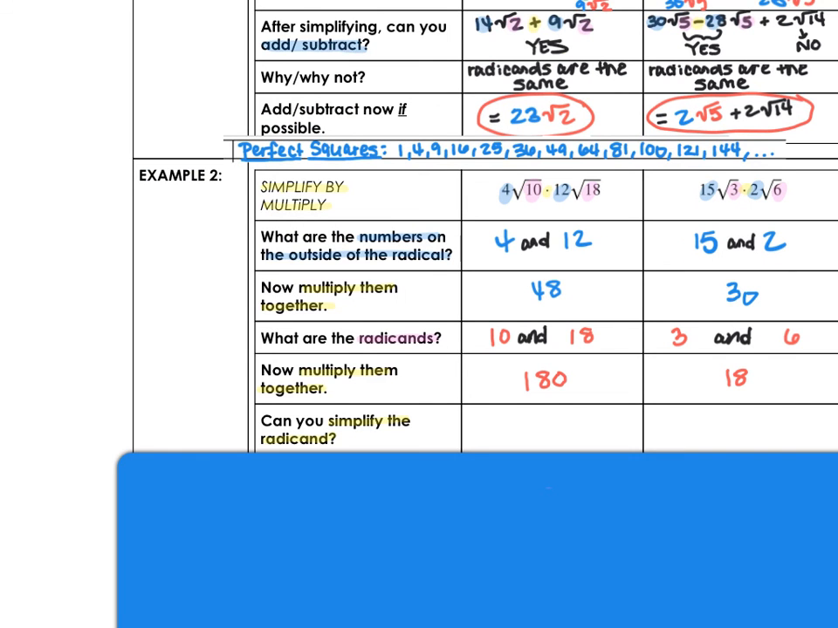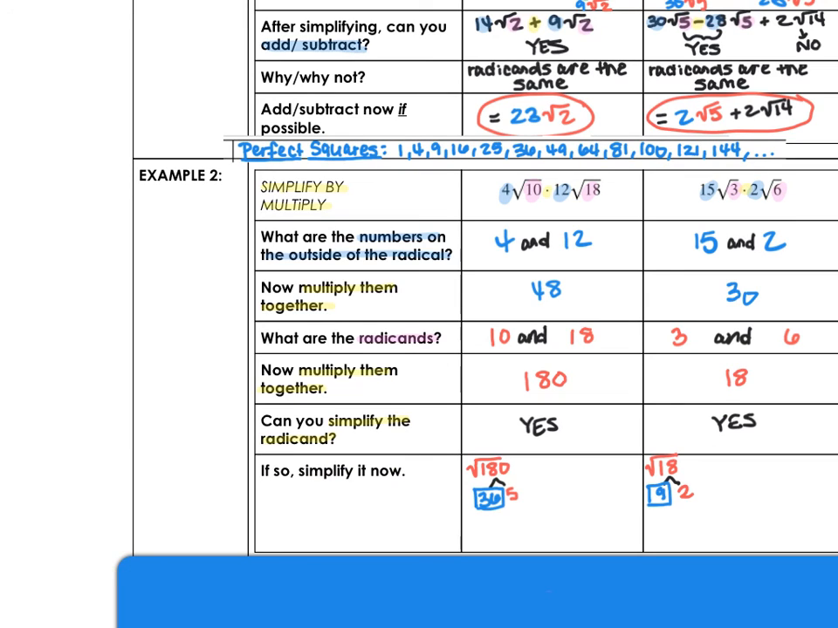Our next question to ask ourselves is whether or not we're able to simplify the radicand. So looking at our perfect square list, how are we able to tell whether or not we're able to simplify? Well, if there's any number in our perfect square list that we can take our radicand and divide it by, other than 1, then that means that we're able to simplify the radicand. So 180, there is a number in our list that we can divide 180 by. 18, there's also a perfect square that we can divide 18 by. So for both of these, we can actually simplify them. So our answer to that question would be yes.